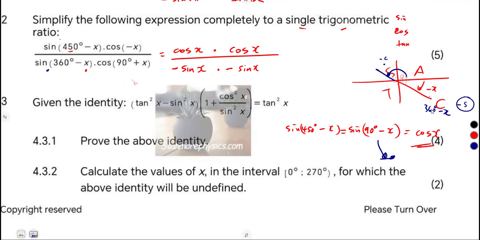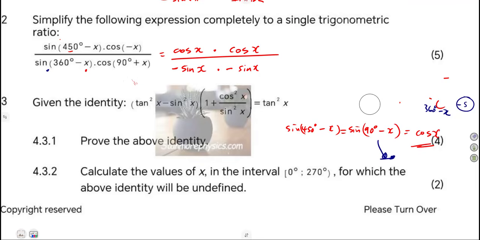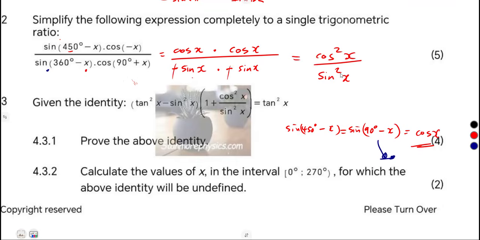All right, that is the concept. So cos is negative, but being a negative of another function, a co-function. All right, cos times cos, that's going to be cos squared of x, over, negative, negative cancels, sine times sine, that is the sine squared of x.